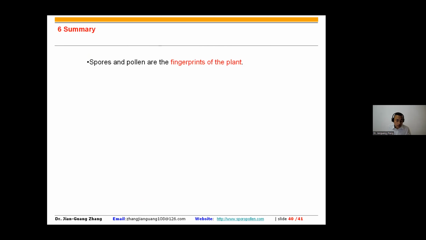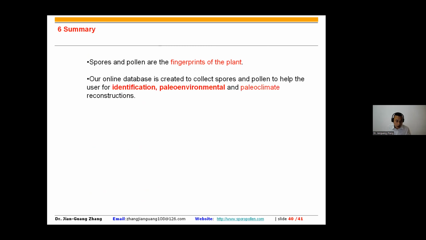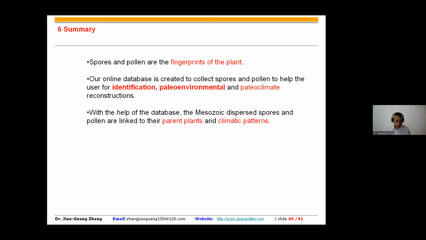So for summary, spores and pollen are the fingerprints of the plant. Our online database is created to collect the spores and pollen to help the user with identification, paleoenvironmental and paleoclimate reconstruction. With the help of the database, the Mesozoic dispersed spores and pollen are linked to their parent plant and climatic pattern.